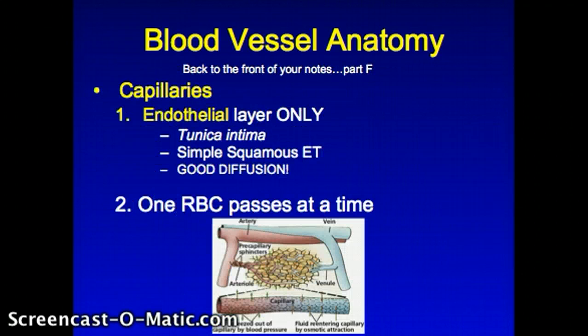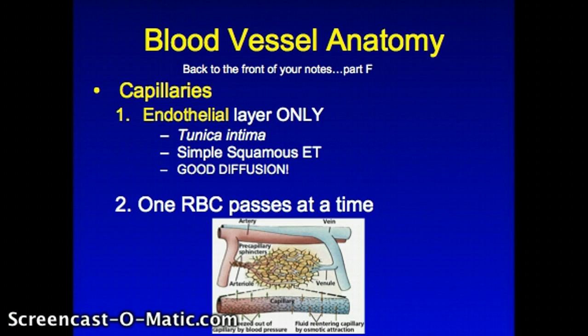Okay, so flip back over to the front. Let's finish those notes up. Capillaries are made of endothelium only, which we talked about was made out of simple squamous tissue, very good at diffusion, and that's what we want in capillaries. They're so thin that only one red blood cell can pass through at a time. Super, super thin. And we've got lots of oxygen and carbon dioxide flip-flop going on there.